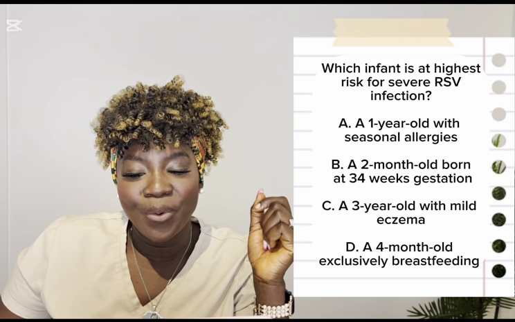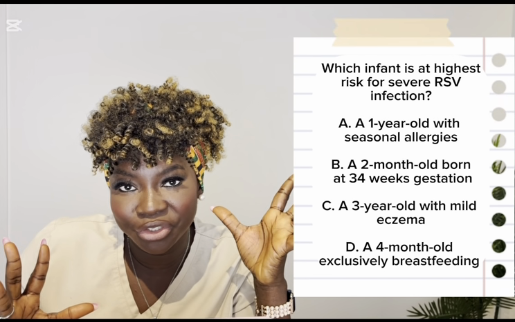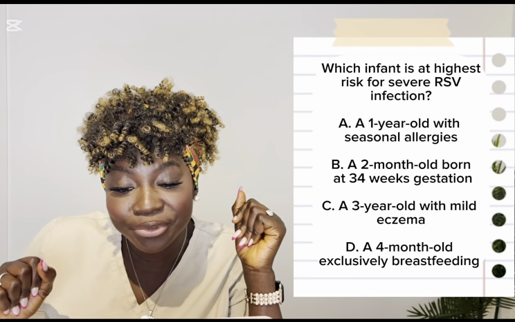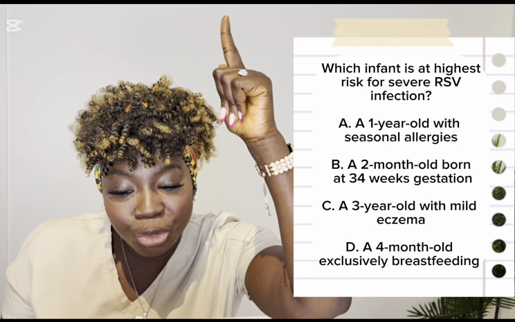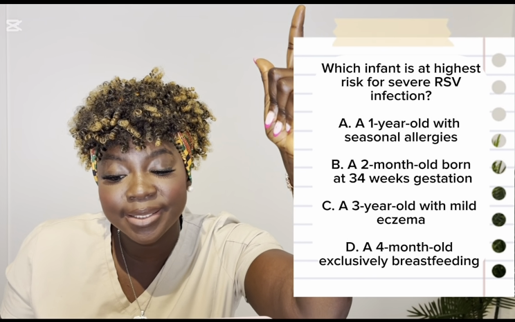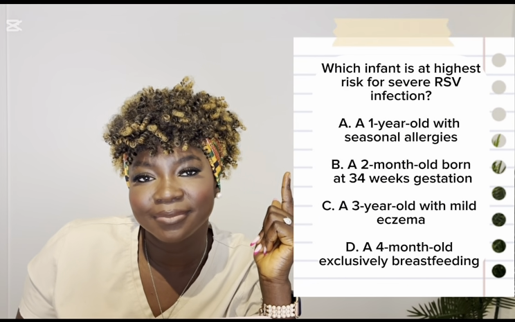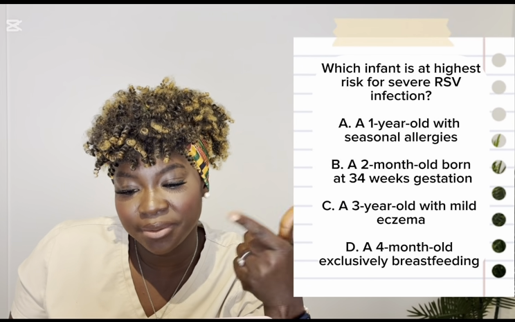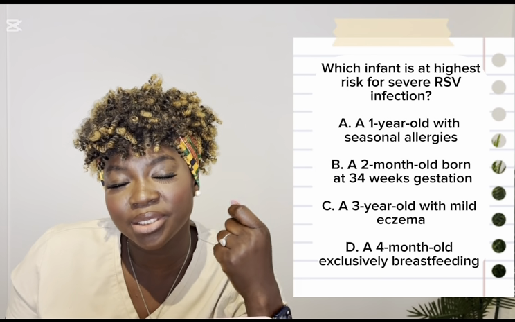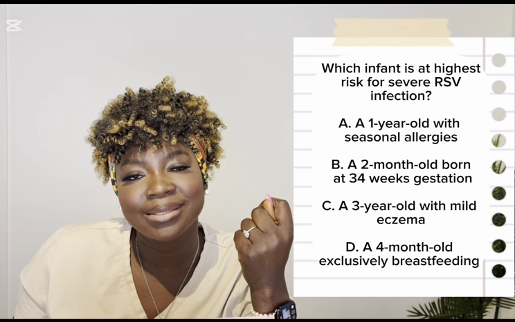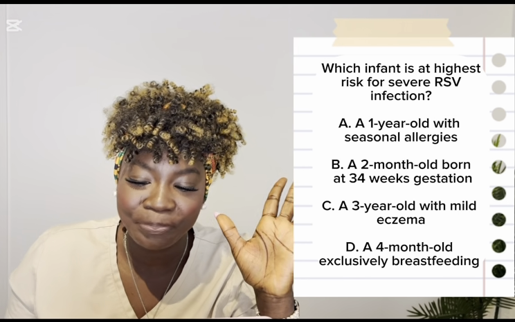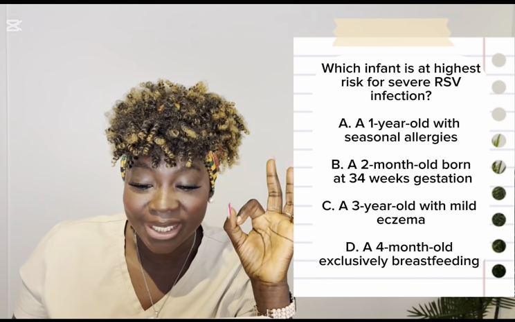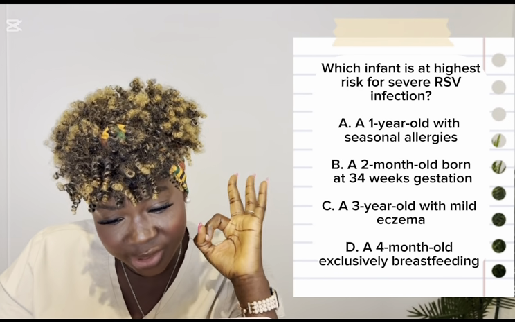So now with my little explanation, you should be able to guess the answer. The right answer is B. Look at the age. A 2-month-old born at 34 weeks gestation. Immaturity, the baby being born at 34 weeks, can also put the baby at risk of getting RSV. Okay, that's our answer. Now let's go through the wrong choices.